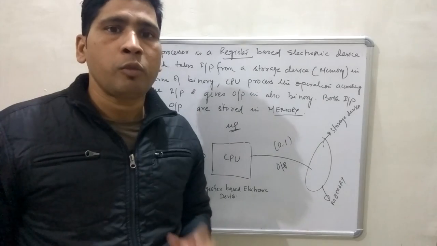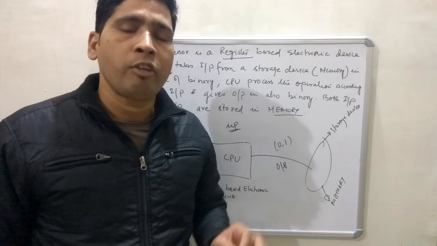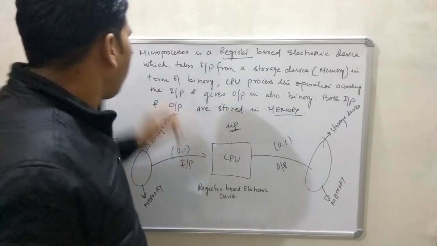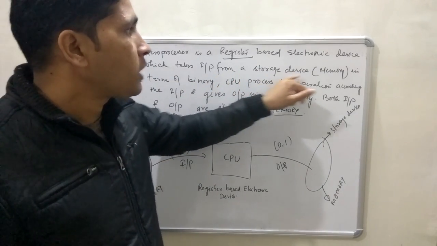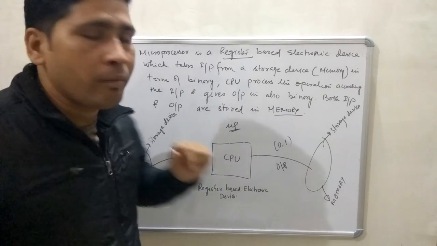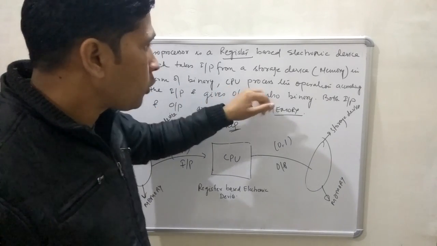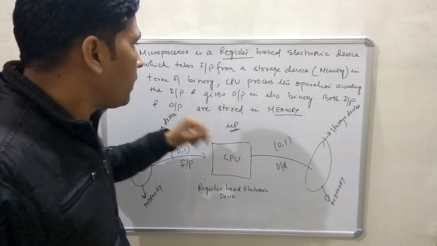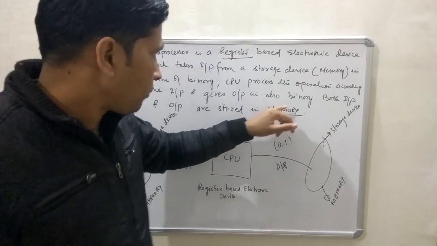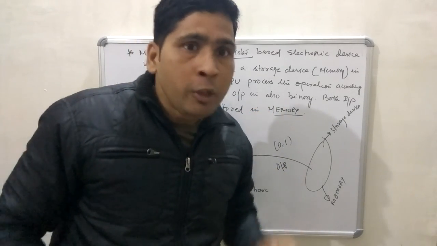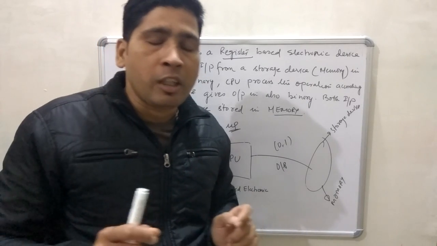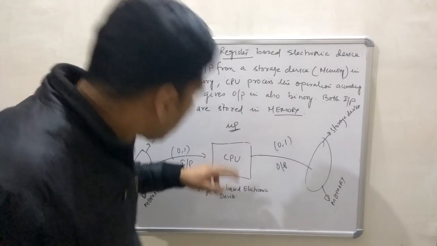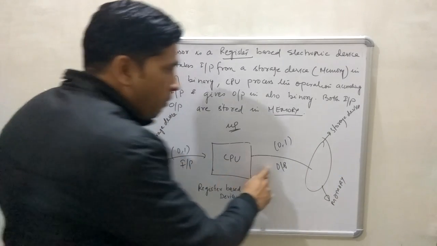We will discuss what is a microprocessor in a very simple language. Basically, a microprocessor is a register-based electronic device which takes input from a storage device that is called memory in terms of binary. Binary means 0 and 1. The CPU processes the operation according to that input, which is initially provided by memory, and gives output in binary.